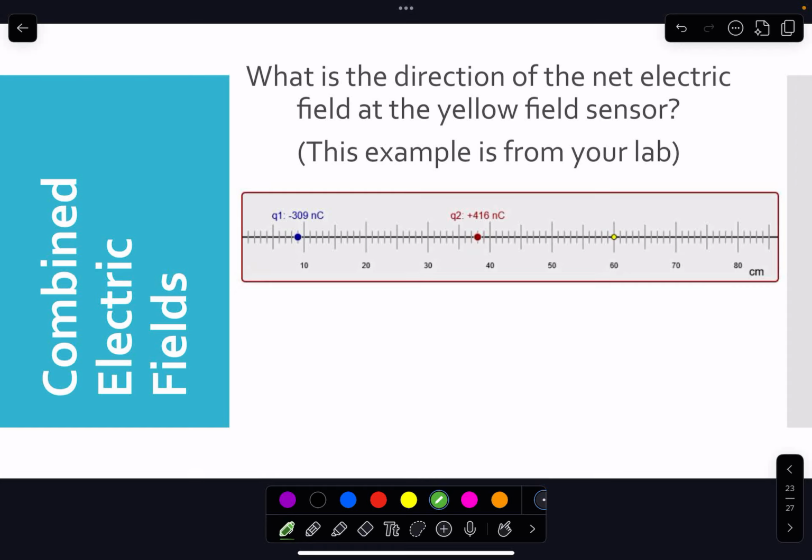So this is an example from your lab that you're gonna do this week. So this yellow, it took me a minute to find that yellow dot. I'll make it nice and big. Okay, so that yellow dot is at the 60 centimeter position.